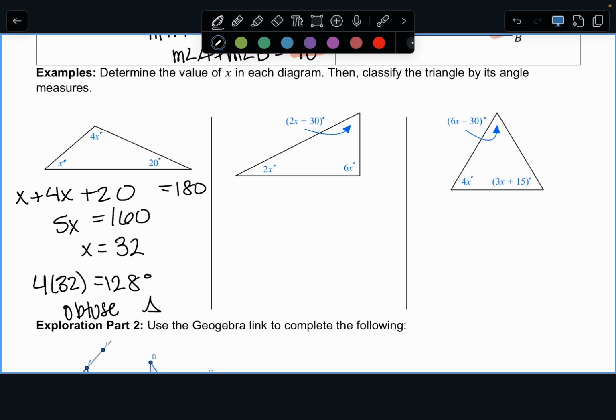Questions on triangle sum theorem. There are 6 problems like this on your test. It's a good chunk of your test. It's the biggest portion of your test. Okay?